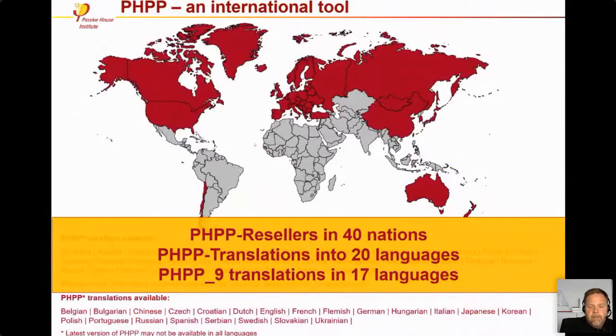Next, this is where we distribute the PHPP, where we have resellers. As you can see, we cover a few countries. We're happy about that. So we have PHPP resellers in more than 40 nations. PHPP has been translated into more than 20 languages, PHPP 9 in the meantime into 17 languages, as you can see here. So we're quite proud of that, and we are happy to provide many people around the world with this reliable design tool.